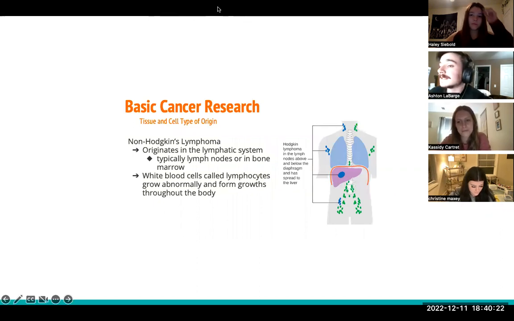Non-Hodgkin's lymphoma originates in the lymphatic system, typically in lymph nodes or in bone marrow. It also affects white blood cells called lymphocytes, which tend to grow abnormally and then form growths throughout the body.